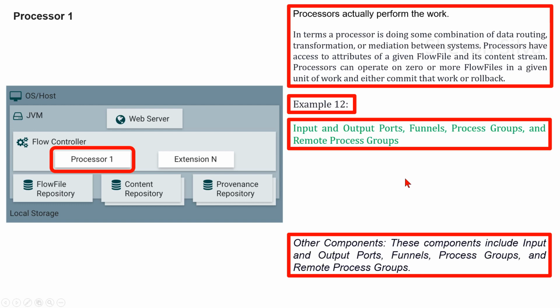And we can consider other components. The toolbar that provides users the ability to drag and drop processors into the graph includes several other components that can be used to build a data flow. These components include input and output ports, funnels, process groups, and remote process groups. Due to the intended scope of this presentation, we will not discuss each of these elements much here.